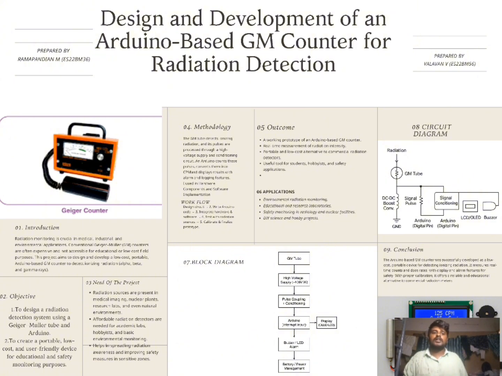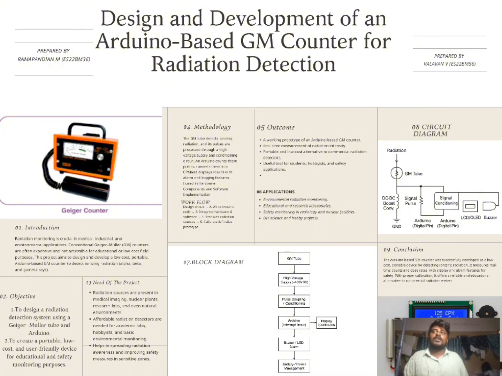In future, the GM counter can be further advanced from my project. The workflow is to design the GM counter circuit, write the Arduino code, and then implement the hardware and software. Applications of my project are environmental monitoring, education and research labs, and safety in radiation and nuclear facilities. The outcome of my project is a working portable Arduino based GM counter, mostly used for real time measurement of radiation.